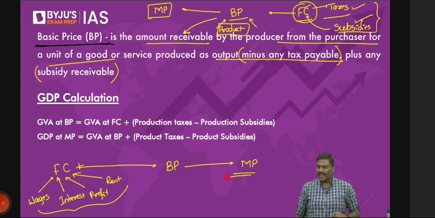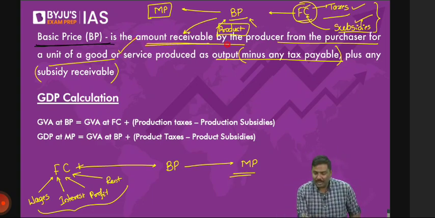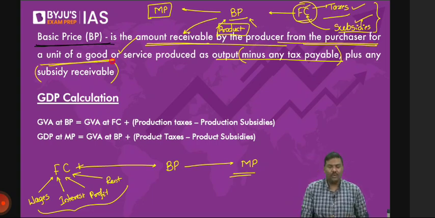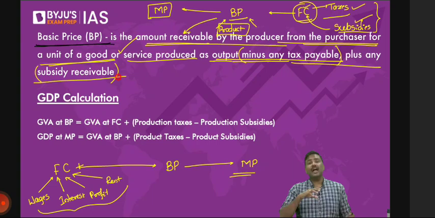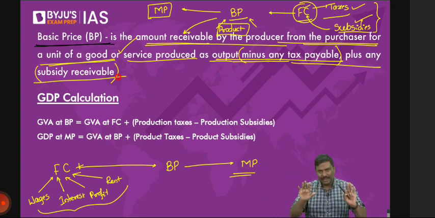Okay. Now some of you are looking at the definition, trying to poke holes in it. Follow this carefully. It is the amount receivable by the producer from the purchaser for a unit of a good or a service produced as output minus any tax payable plus any subsidy receivable. Sir, why have you written output minus a tax? It should be plus tax. My dear, please understand. You are looking at a different definition. I'm telling you about a different calculation.